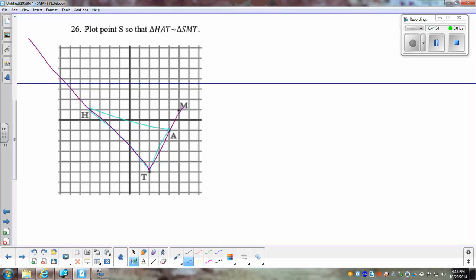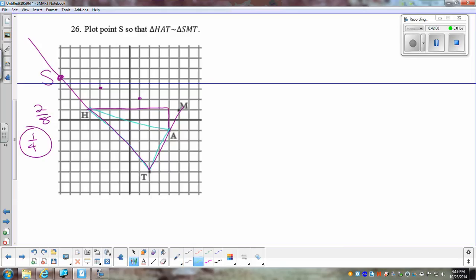So figure out my slope for AH. My slope is up 2 over 8, which is 1/4. So I'm going to go from M and do a slope of 1/4 until I get to my purple line. Up 1 over 4. Not there yet. Up 1 over 4. Not there yet. Up 1 over 4. I'm there. So there's point S.